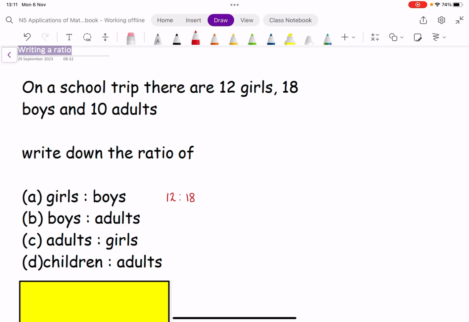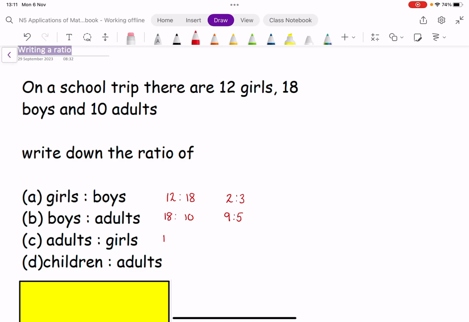We can simplify that because they're both in the 6 times table, so that would become a ratio of 2 to 3. Ratio of boys to adults, so we've got 18 boys, that's going to go first, and 10 adults, both in the 2 times table, so that would simplify to a ratio of 9 to 5.